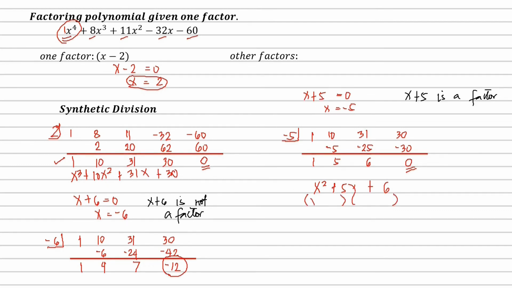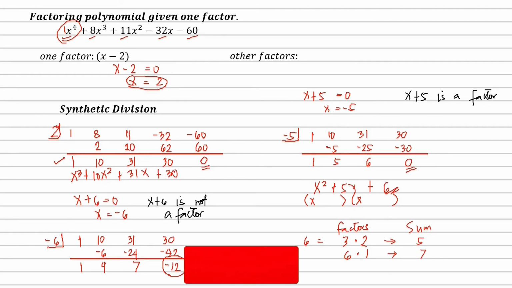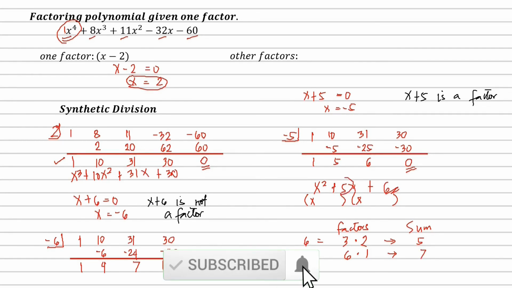So x squared, the factors are x and x. Since the last number here is 6, so kunin lang natin 6. Factors ng 6 ay 3 and 2, 6 and 1. Hindi na natin kukunin yung mga negative numbers kasi parehong positive naman ang ating given. Then pag kinuha natin yung sum, this is 5 and the sum of this is 7. Since ang ating middle term, the numerical coefficient of the middle term is 5, kapareho siya rito.